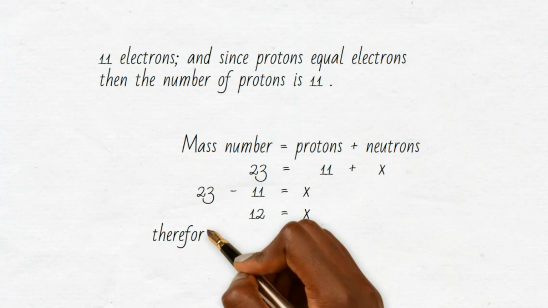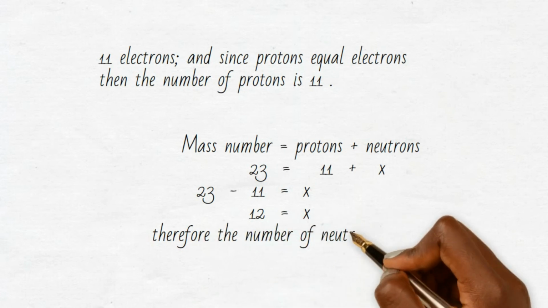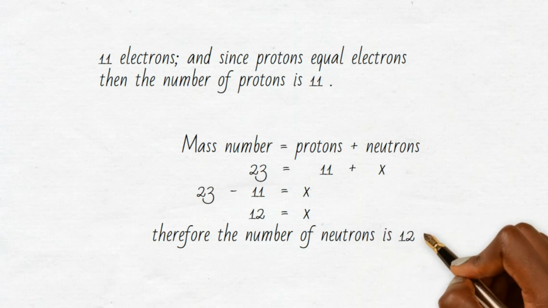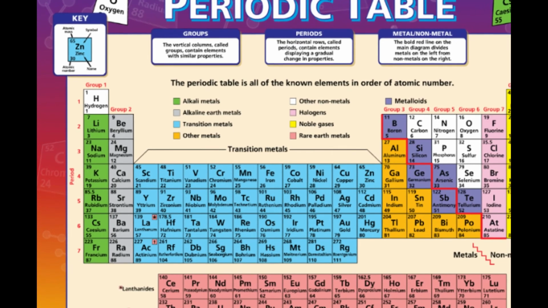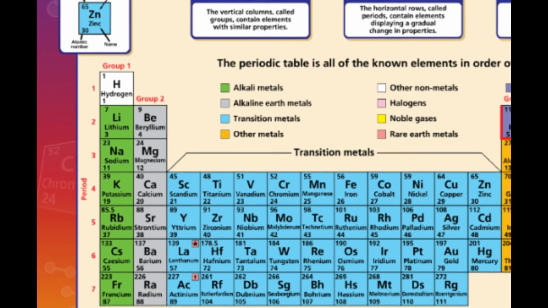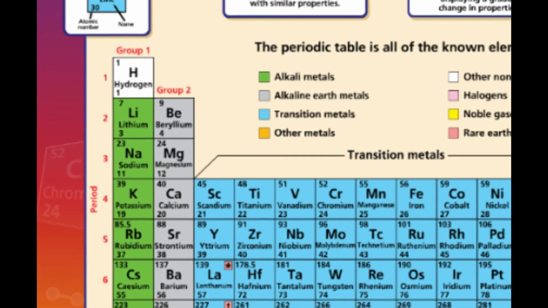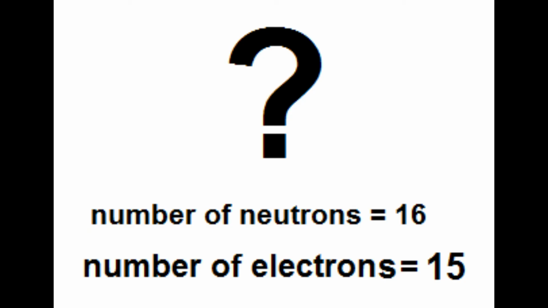Which element in the periodic table has a mass number of 23 and an atomic number of 11? So we go to the periodic table and look at position 11, starting from hydrogen, and count 11 spaces, and we end up at sodium. The unknown element is sodium, 23 and 11. Let's look at another example.